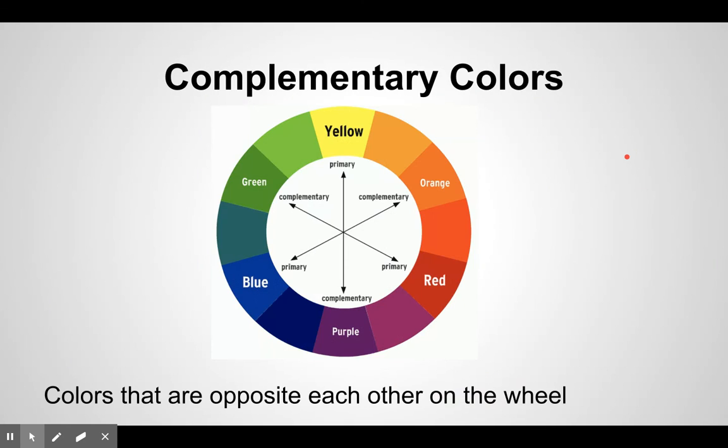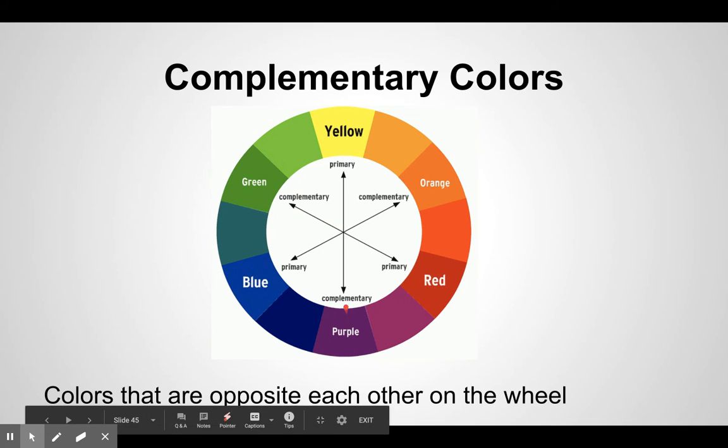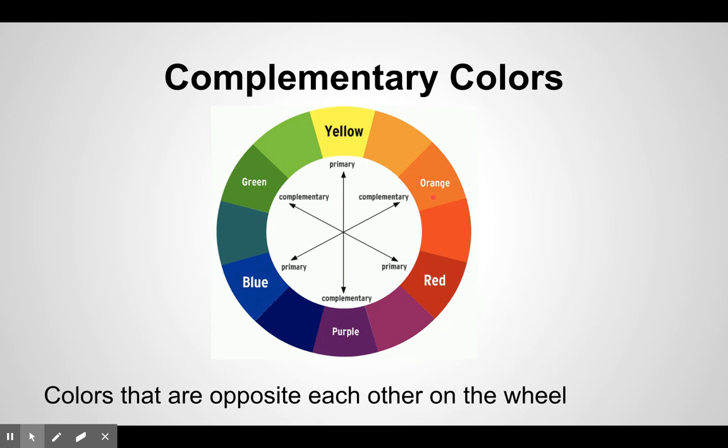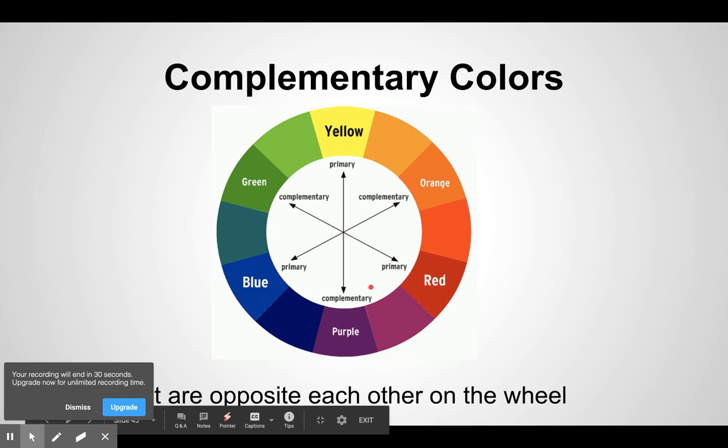Okay, complementary colors are colors that are opposite of each other on the color wheel. These are so important to us artists. We use them all the time, and that's just it. They are opposite. So again, purple is opposite to yellow. Okay, orange is opposite to blue. Red is complementary and opposite to green. Yellow green is complementary and opposite to red violet.